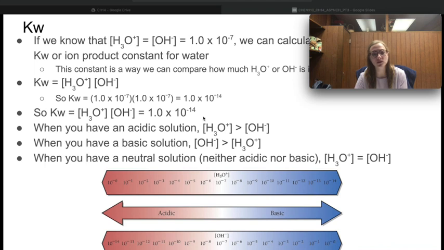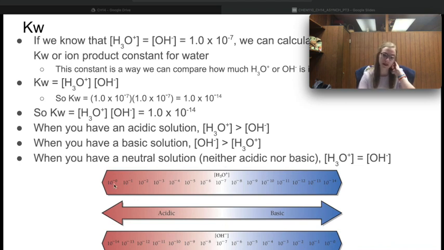If you have an acidic solution, your concentration of H3O+ is greater than your concentration of OH-. When you have a basic solution, you have a concentration of OH- that is greater than that of H3O+. And when you have a neutral solution that is neither acidic nor basic, your concentration of H3O+ equals your concentration of OH-, just like up here in water, as we expect. Water is a neutral compound with a pH of 7. We'll talk about it, but it sits right here in the center of our graph.